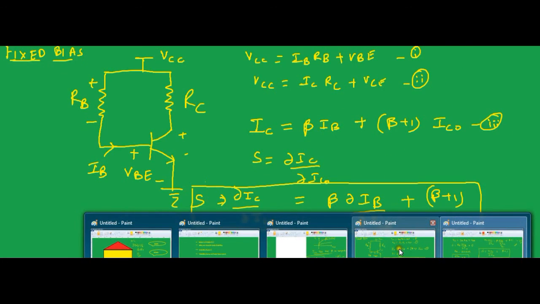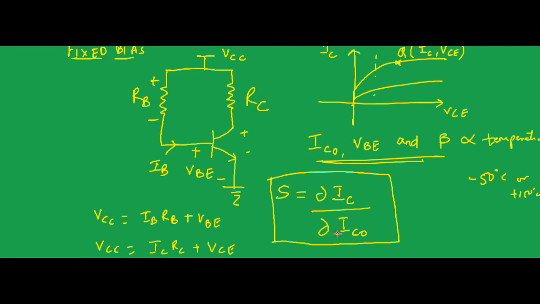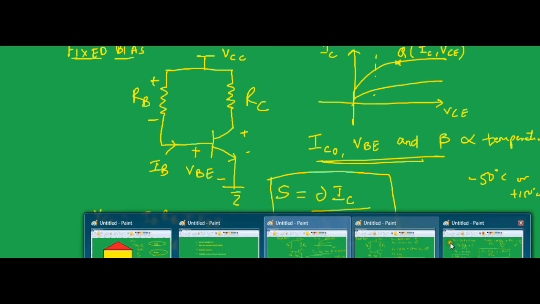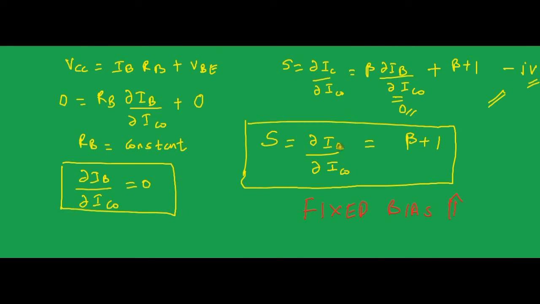This is our operating point. It will not stay stable with the change in temperature. If temperature changes, this ICO will change, and hence our operating point may move. It may move here, here, here. It may move to cutoff, and your amplifier may not work as an amplifier. So finding out the stability factor for any biasing technique is a must for every analog circuit designer. So this is the stability factor for fixed bias. We'll find out the stability factor for the other two biasing techniques, called collector to base bias and voltage divider bias.